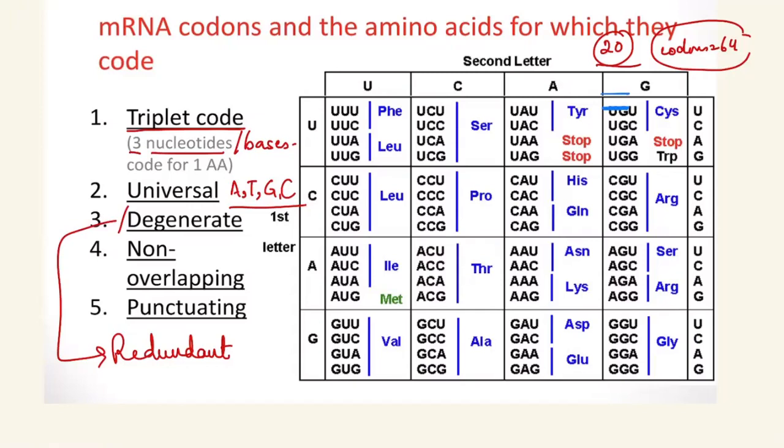Yeah, good. Okay. Another thing is that DNA is non-overlapping and punctuating. Let's do that as well. Punctuating. Punctuation means full stops and commas and starting points, right? Our DNA code has a starting point and has a stopping point.